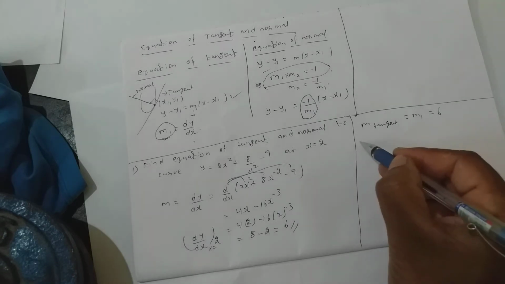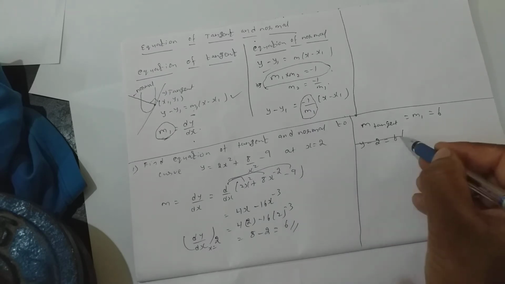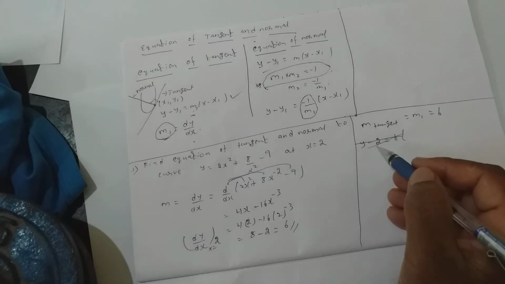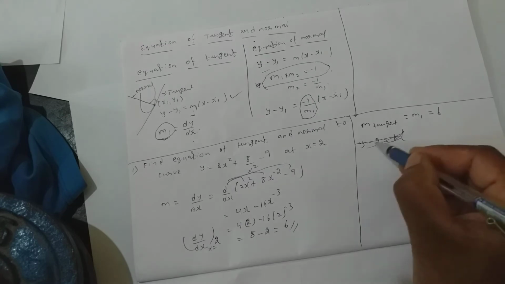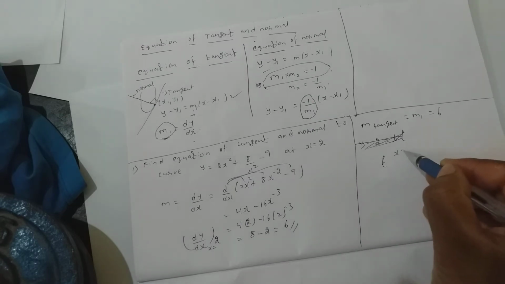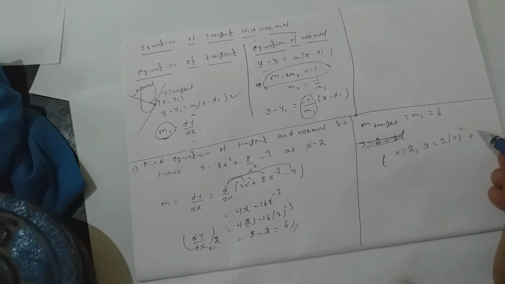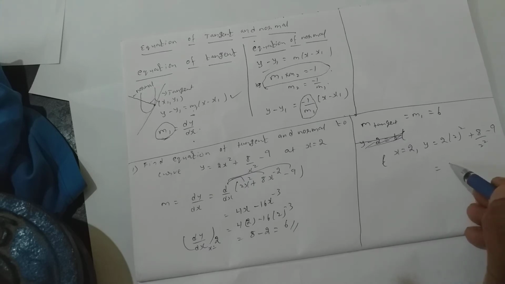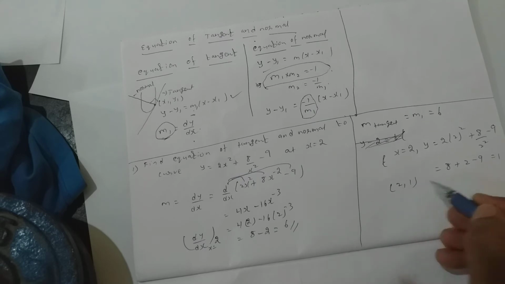So what is my equation of tangent? y minus 2 equal to 6 times... Sorry, I need to find y1 also. So let us do that. When x is 2, how much will y be? It will be 2 into 2 whole square plus 8 by 2 square minus 9. How much will I get? 2 into 4 is 8 plus 2 minus 9. So 10 minus 9, I get 1. So now my point is (2, 1).